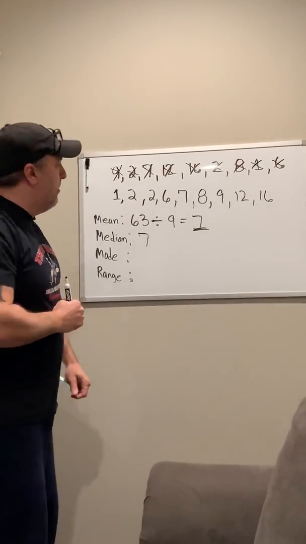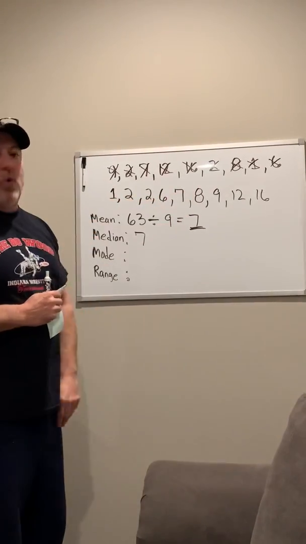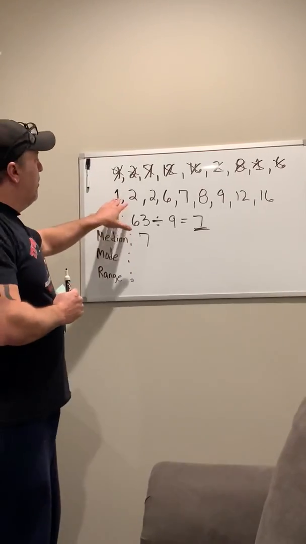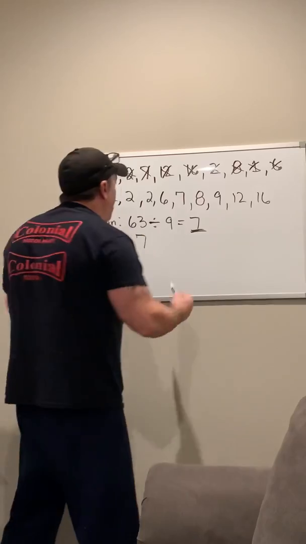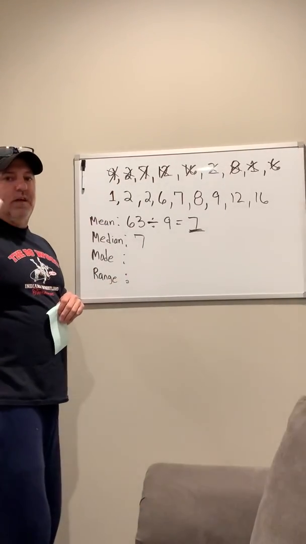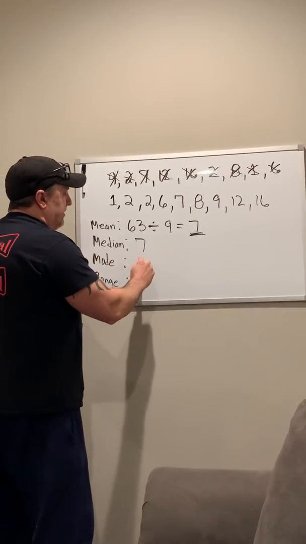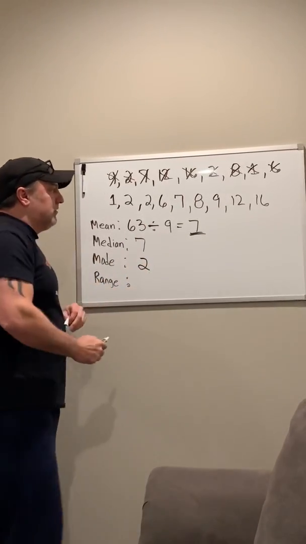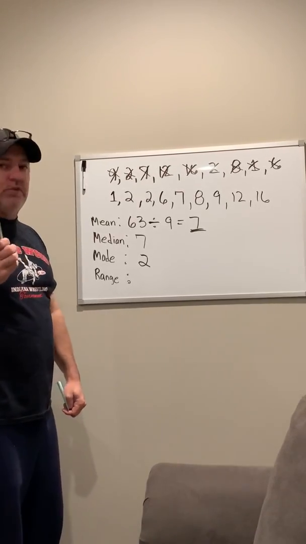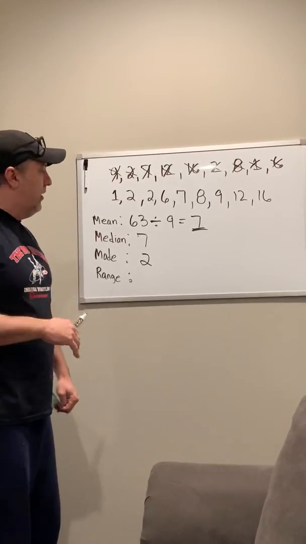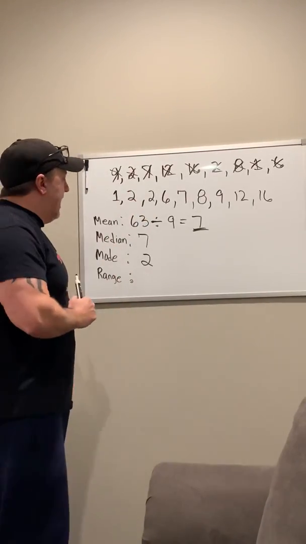Mode is very simple. Mode is a number that may appear more than once up here. When you look at this, is there any number in this group of numbers that appears more than once? And the answer is yes. 2 appears more than once. So the mode is 2. You can have a problem where there are not 2 or more of the same number. You can have no mode. So that is possible. But in this case, 2 appears twice, so that is the mode.